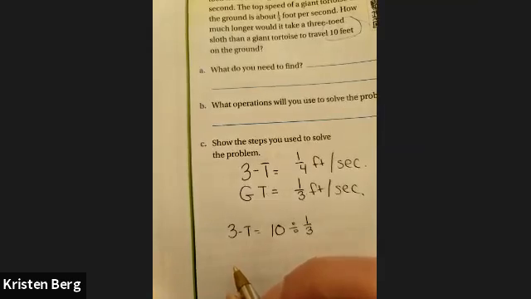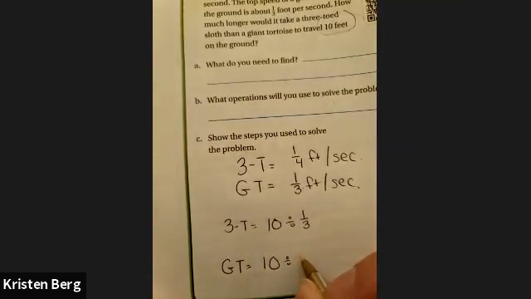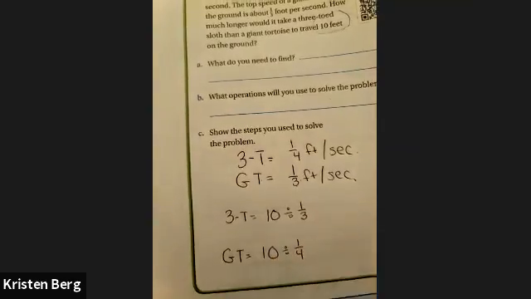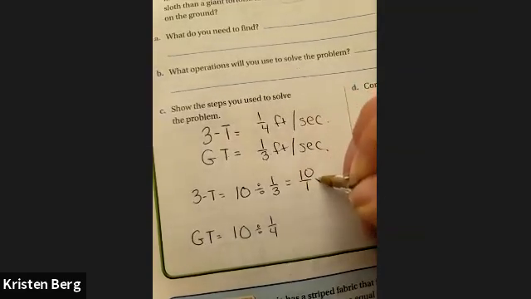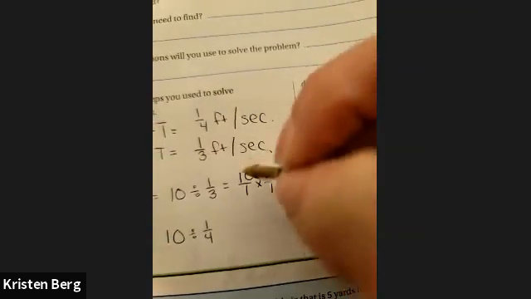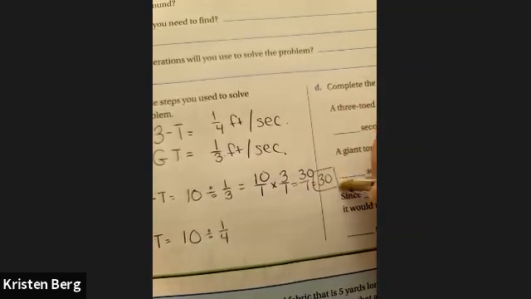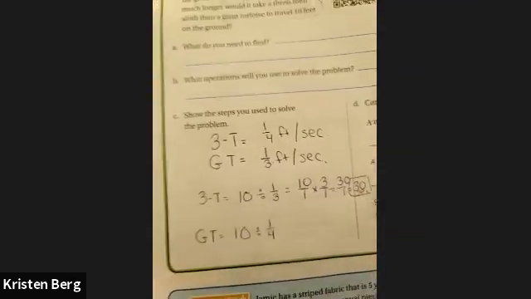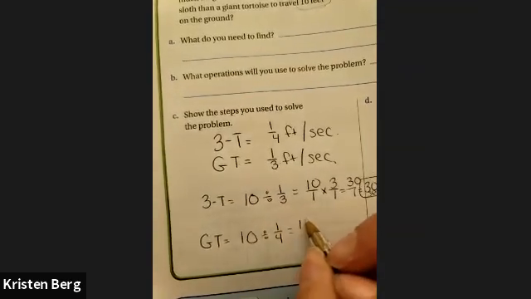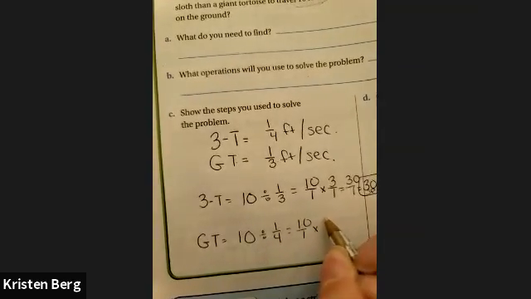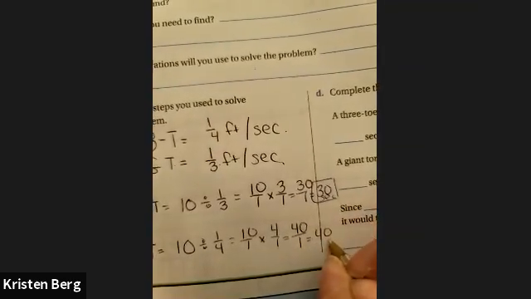And then here, for the giant tortoise, it is 10 feet again, and you're going to divide it by 1/4. So how many fourths would go into 10? In this case, it would be 10 over 1 times 3 over 1, which is 30 over 1, which is 30. So this one would take 30 seconds. And then here, again, it would be keep, change, flip. So keep this one, change, and then flip this one around to 4 over 1, which would be 40 over 1, which is 40 seconds.